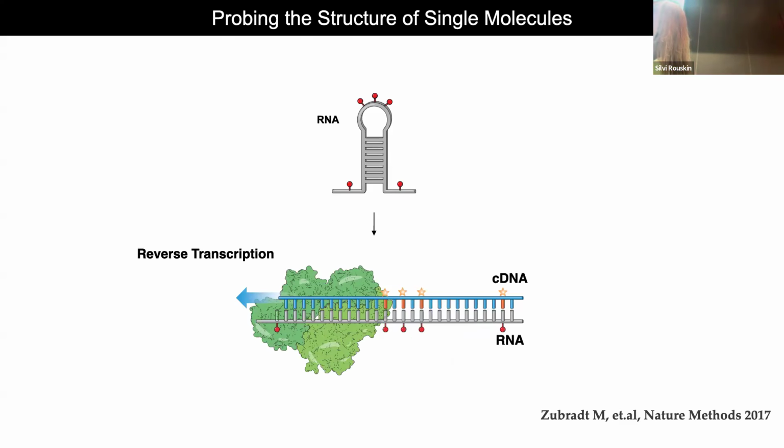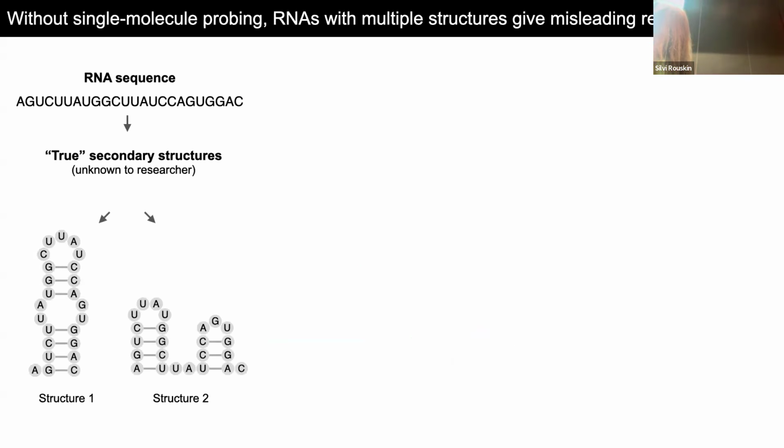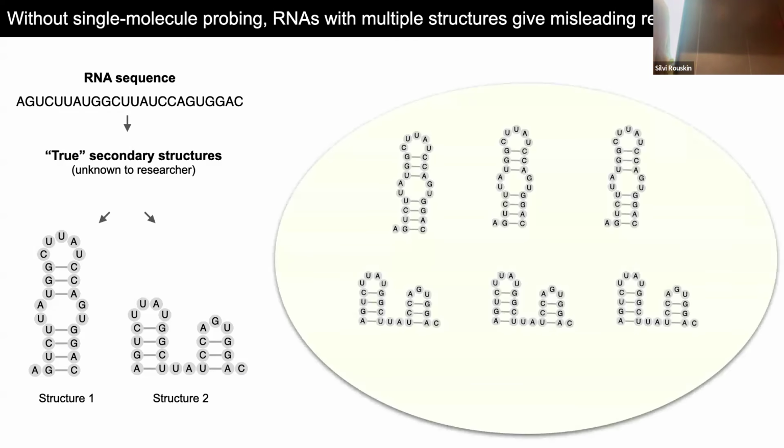And next, just to highlight, without single molecule probing, we can get really misleading results. Imagine you have this RNA sequence that is forming those 2 very different structures. And it turns out this happens very often, we now know. This could be happening in vitro or in cells, and you have multiple copies of these structures, of course.